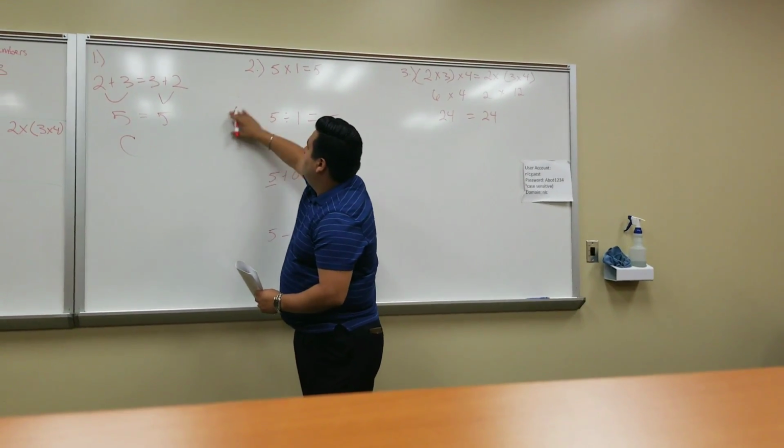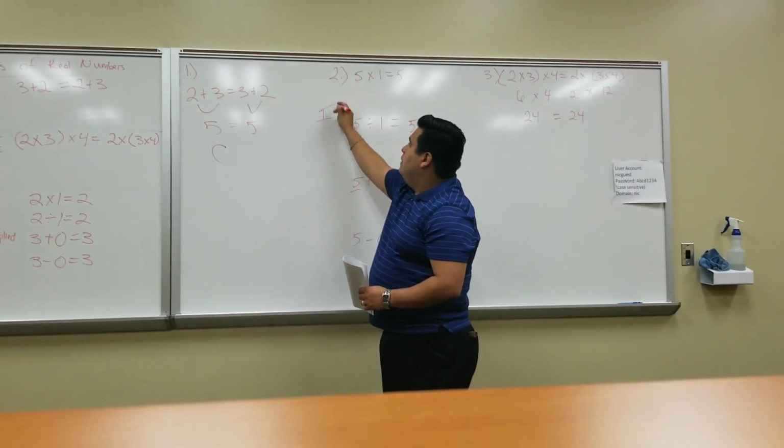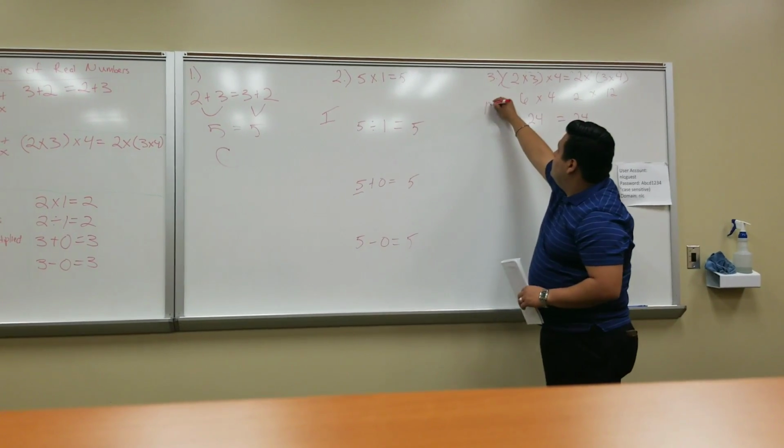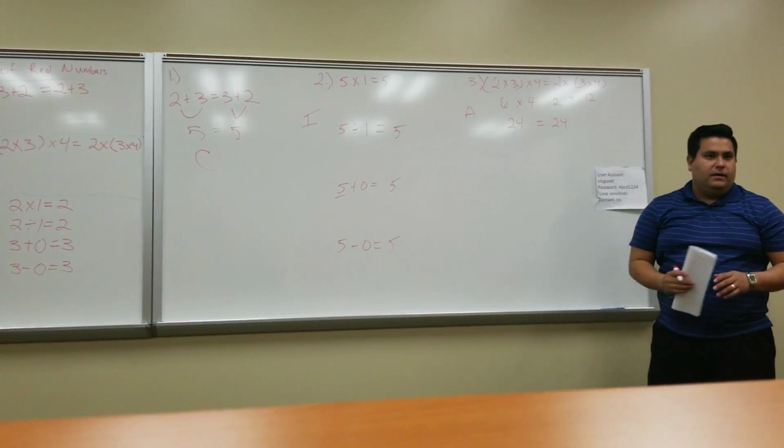I'm sorry. Ms. Martinez messed up again. I'm human. This is going to be our identity property. Thank you for letting me know that. This is the associative property. That was perfect. That's great.